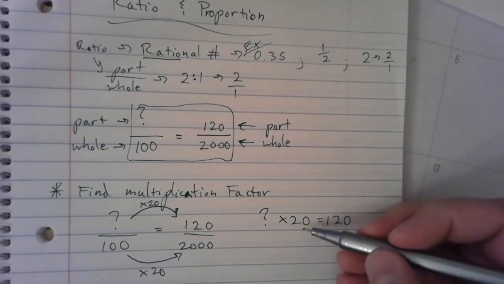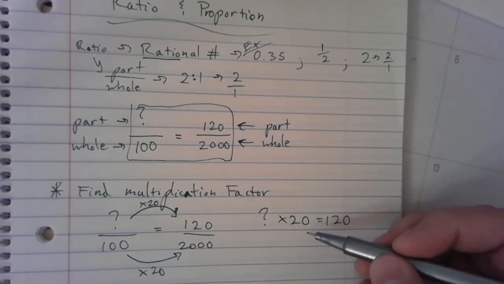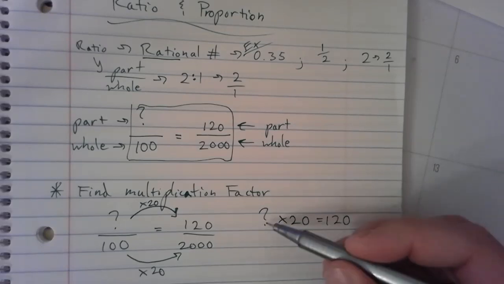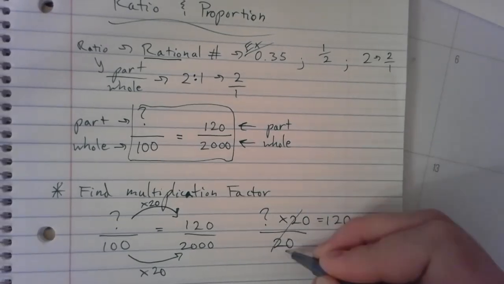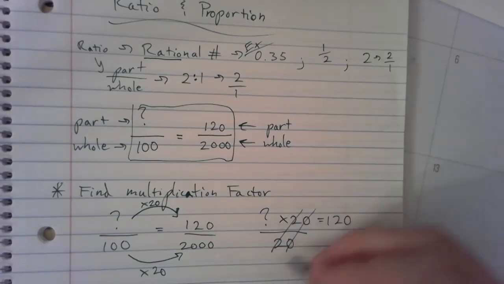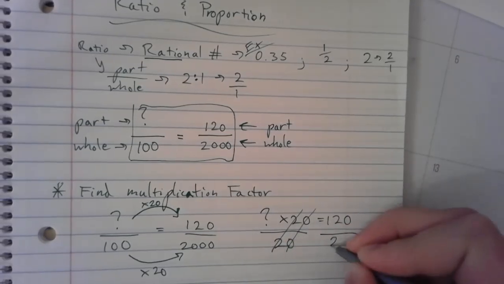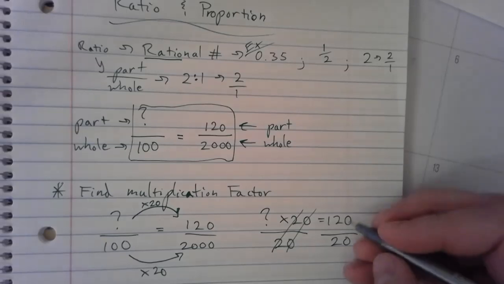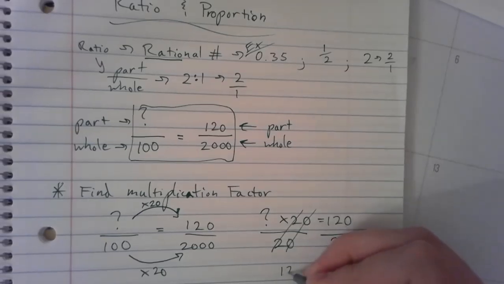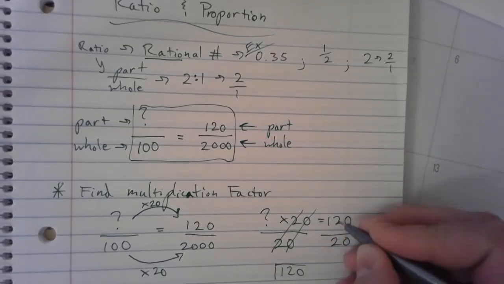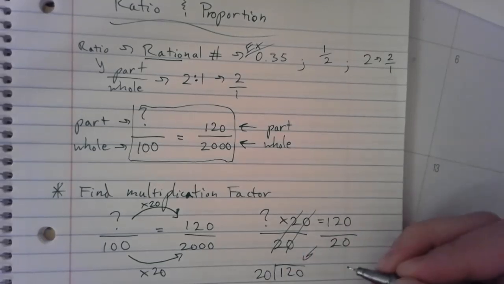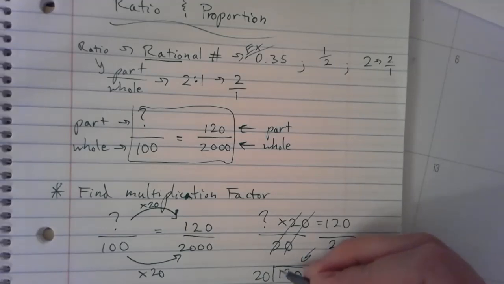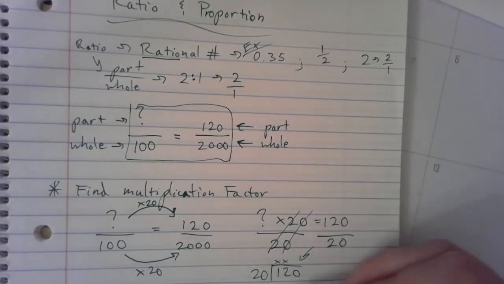So if I'm multiplying by 20 and I want to find out what that is, I can divide this by 20 and these cancel out. But if I do that to this side, I have to do that to this side. So then I go back to division. 120 divided by 20. And I know that 20 cannot go into 12. Okay, but I know that 20 can go into 120.